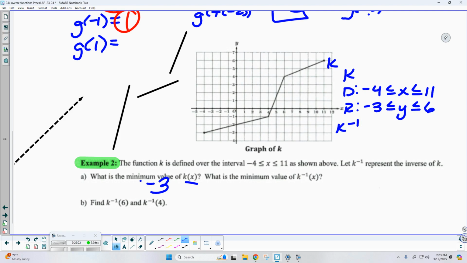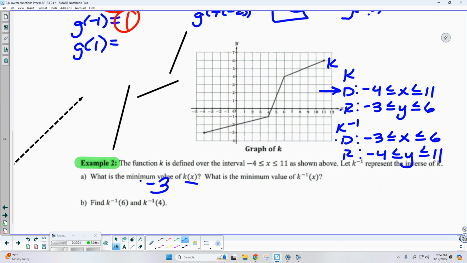Now let's do the same thing for the inverse, the domain and the range. So remember, what's the key idea for an inverse? We're going to take x and y and do what? We're going to switch them. So these x's right here, the domain, they're going to become the y values, the range in the inverse. So I'm going to say -4 less than or equal to y, which is less than or equal to 11. Okay. These y's in the range, they're going to become the x's, the domain in the inverse. We're just switching them. So this is now going to be -3 less than or equal to x, less than or equal to 6.